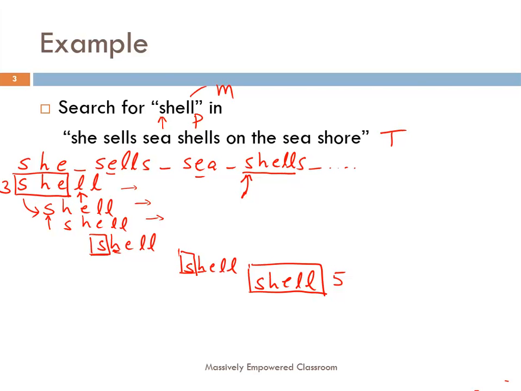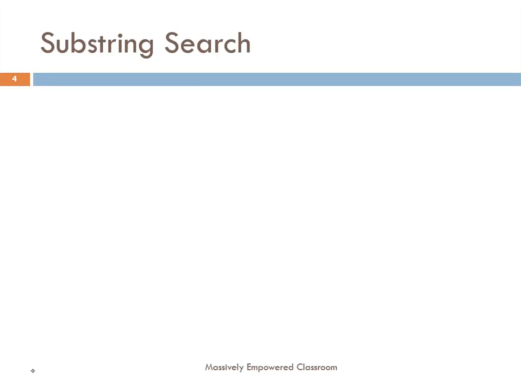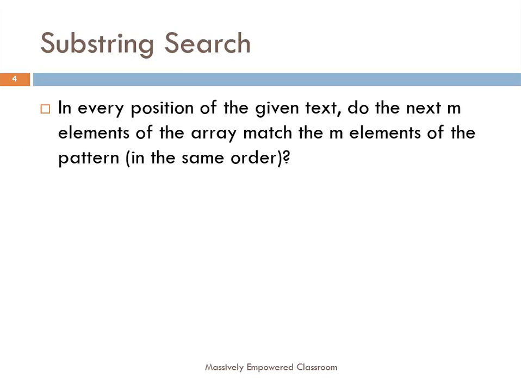So as we do the analysis after writing this algorithm, it's important to remember that in each position in the array, we may do up to m comparisons because the pattern is of length m, right? Up to m comparisons may have to be made at each position in the array. Right? So now let's try to write the algorithm for string match or substring search.